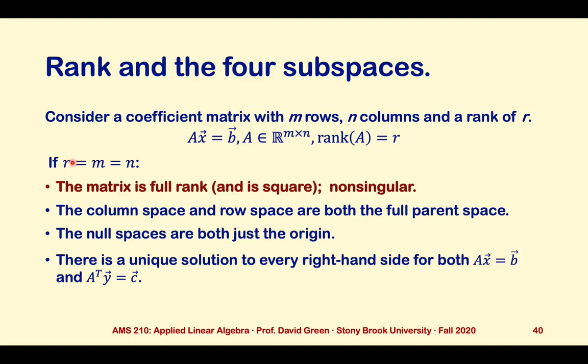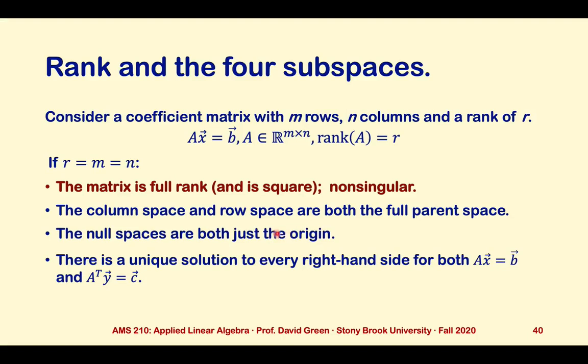One possible case is that the rank equals the number of rows and the number of columns. This is the case where we have a square, full rank matrix, what we call a non-singular matrix. If the rank, which is the dimension of the row space and the column space, equals n, which equals m, then the column and row space are both the full parent space, and the null space and left null space are both just the origin.